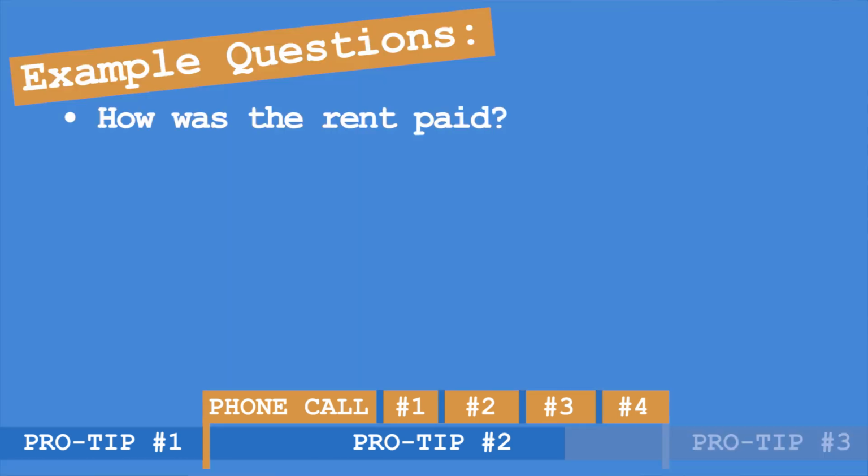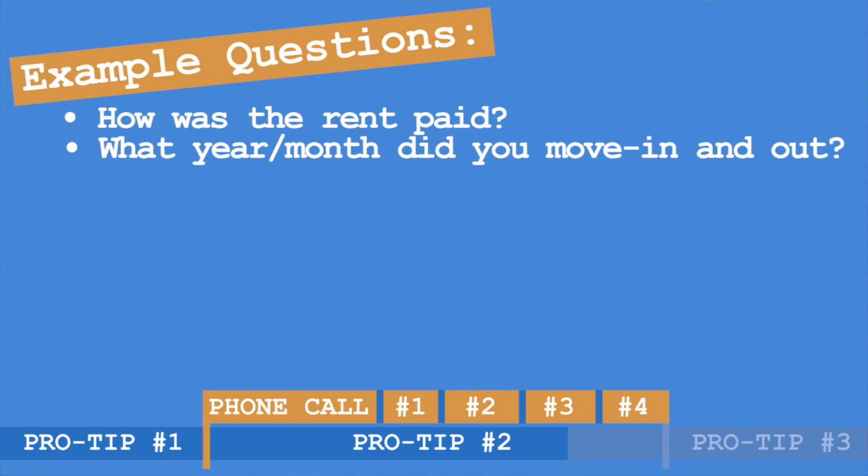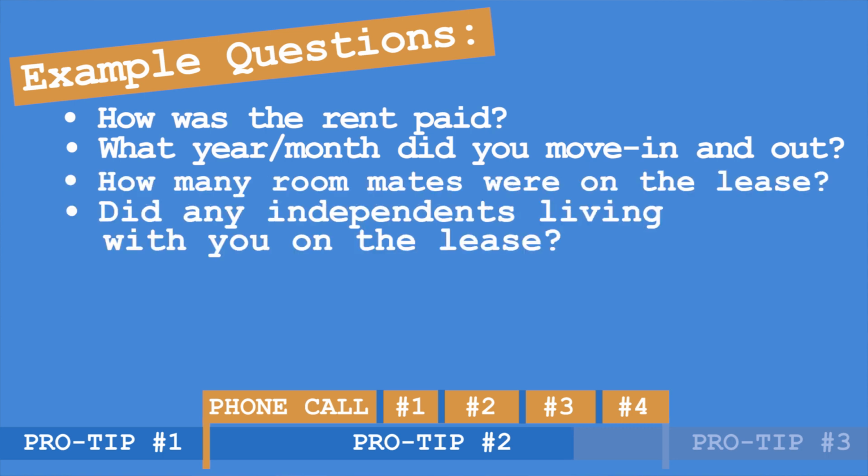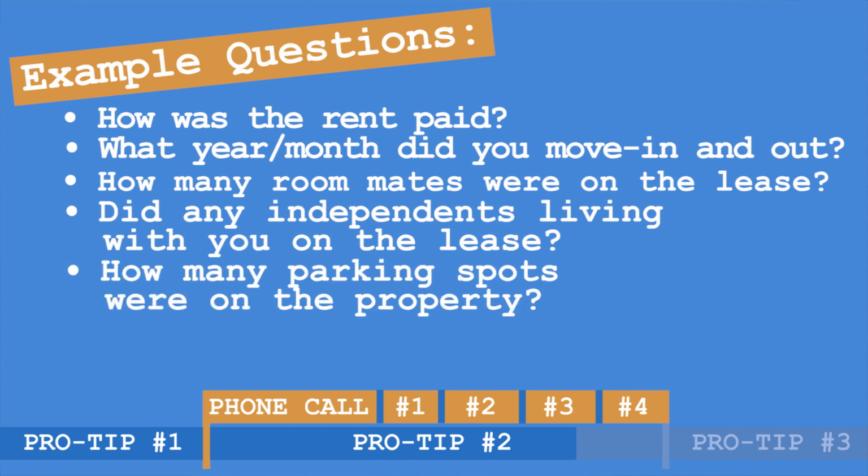How was the rent paid? What year and month did you move in and out? How many roommates were on the lease? Did you have any independents living with you on the lease? How many parking spots are on the property? What is the address? And on that tail end of what is the address, try to get them to verify the postal code or zip code.